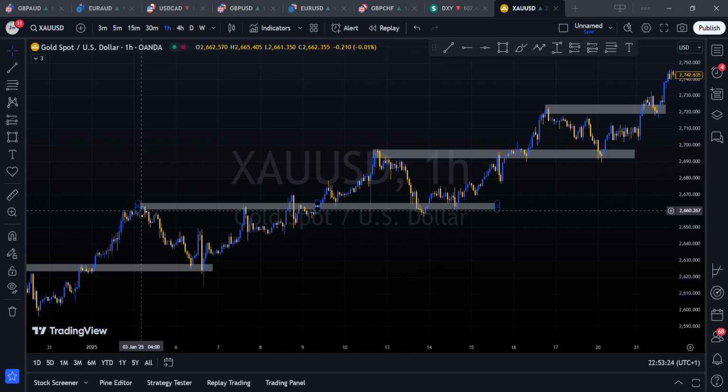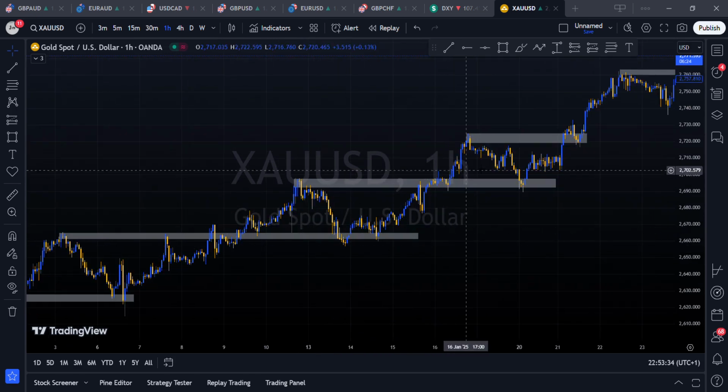the low of this area here, which means it went down, literally taking out the liquidity. People might have their stop loss beneath this area here, and then look what happened. Soon after that, price ran up again to the upside.